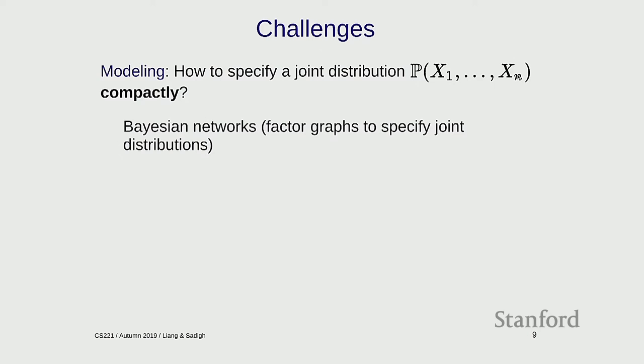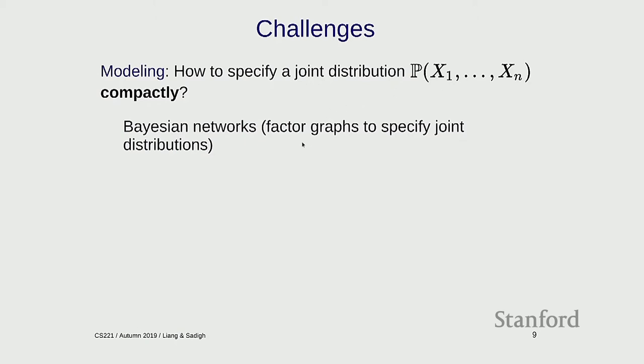Anyone? 2 to the n, right? So that's exponential, that's a lot. So if n is 100, then that's, I don't know, a lot. So clearly we can't do this naively, right? So the first challenge is, how do you even write down this joint distribution compactly, right? I don't want to write down 2 to the n numbers.